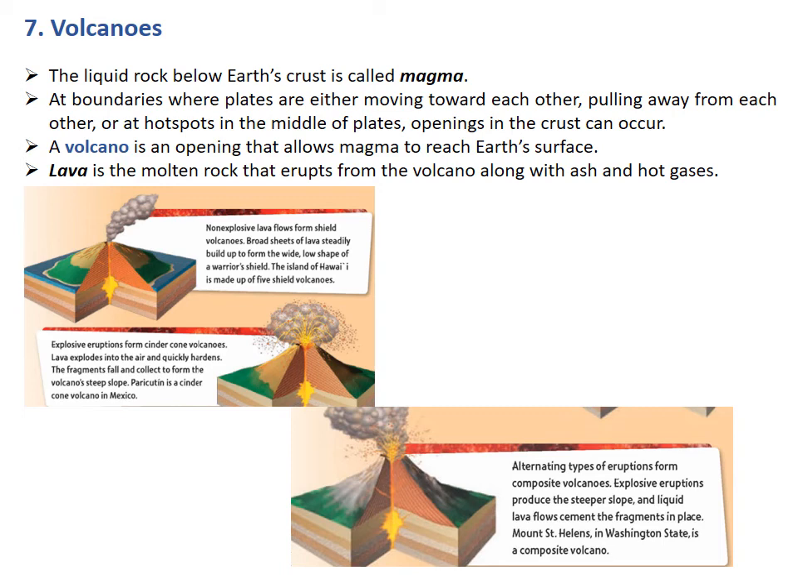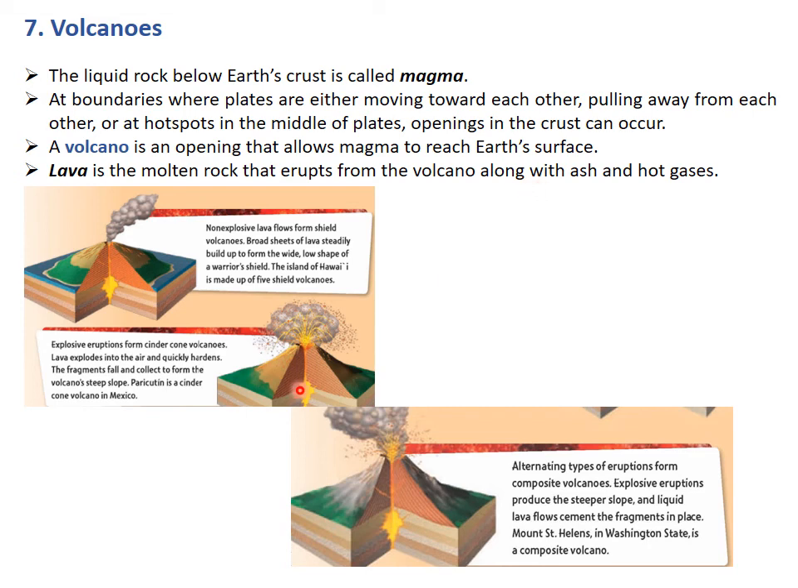Finally, we are going to talk about volcanoes. The liquid rock below Earth's crust is called magma. At boundaries, where plates are either moving toward each other, pulling away from each other, or at hotspots in the middle of plates, openings in the crust can occur. By definition, a volcano is an opening that allows magma to reach Earth's surface. Lava is the molten rock that erupts from the volcano along with ash and hot gases.